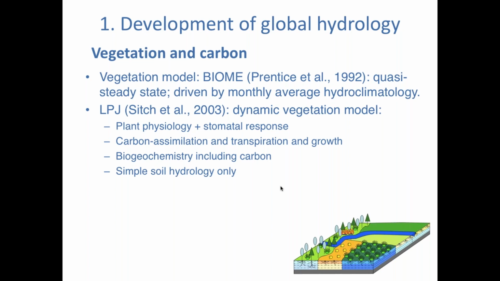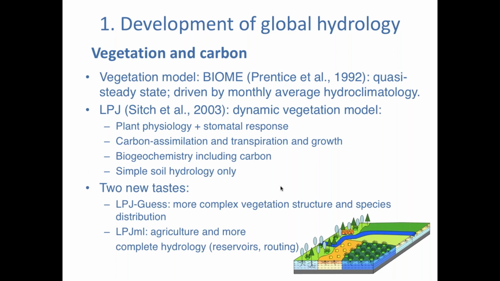Now, like you ever see in a good marriage, there's always offspring coming, and these are 2 new flavors that developed. People went their own way. There's LPJ-GUESS, that is more from the Lund group, that included more complex vegetation structure and also species distribution. So if you want to look at biodiversity issues, that's interesting. And then there's LPJmL, which was further developed by the Potsdam group. And they have a more complete hydrology, including routing and reservoirs. And actually, the latest version even has a groundwater reservoir in it. So it really becomes a proper global hydrological model. But it also has agricultural crops in there, so you can work on food security issues.